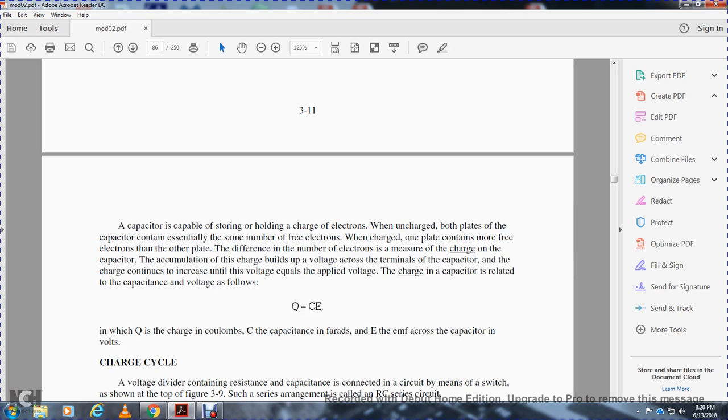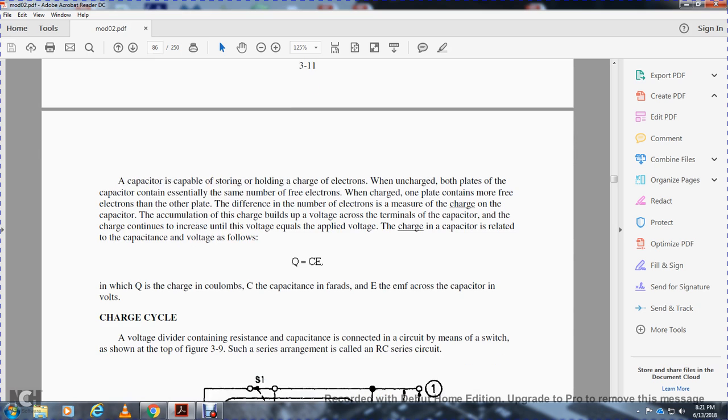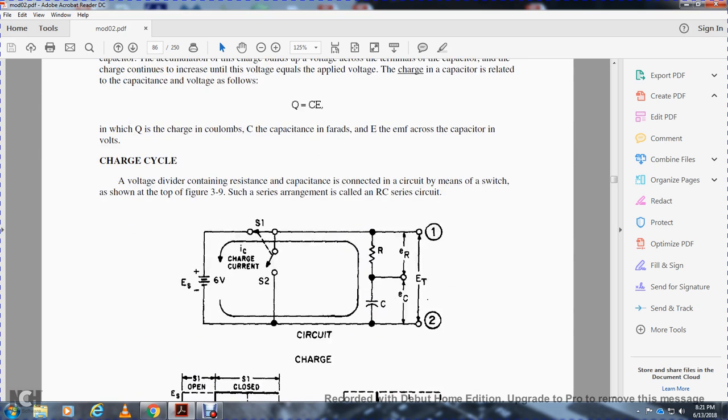The charge of the capacitor is related to the capacitance and the voltage as follows: Q is the charge in coulombs, C is the capacitance in farads, and E is the electromotive force in volts. So the charge in coulombs is equal to the capacitance in farads times the volts, the EMF across the capacitor.